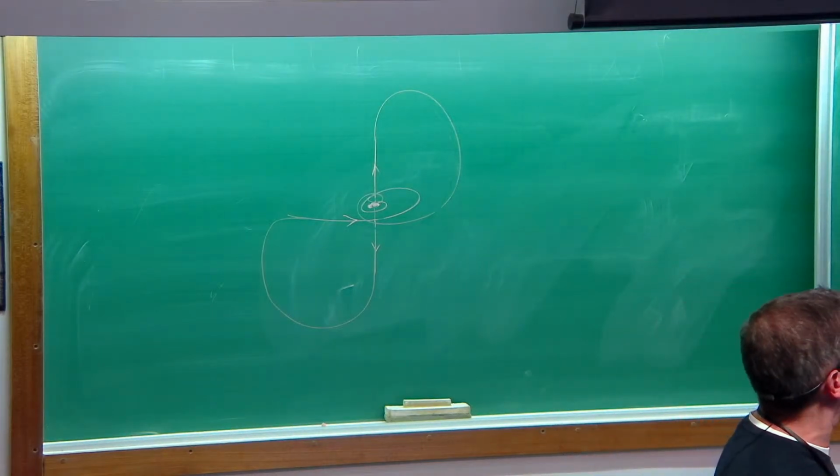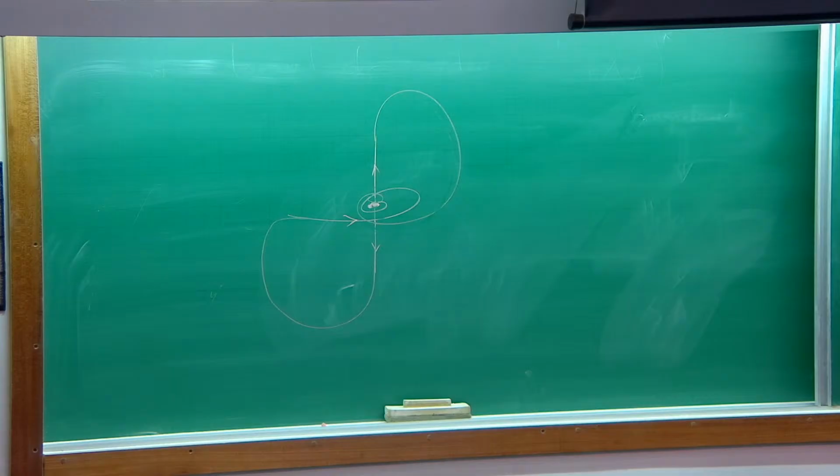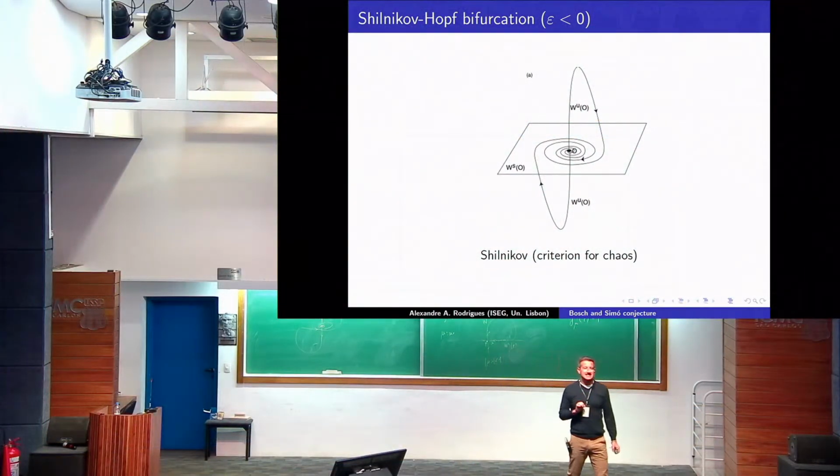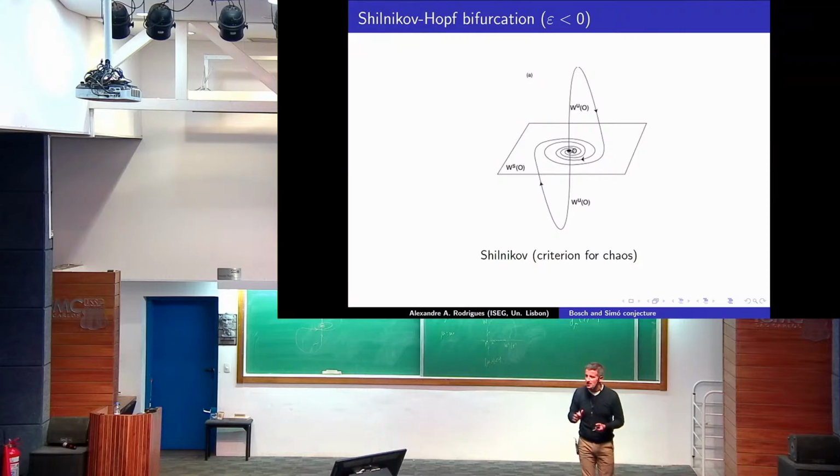Okay, and why do you call it Shilnikov here? Because Shilnikov was a Russian mathematician who in the 60s studied this kind of heteroclinic cycle and homoclinic cycle. This is why I call this Shilnikov. The word Shilnikov is explained. Let's go to the second hypothesis.